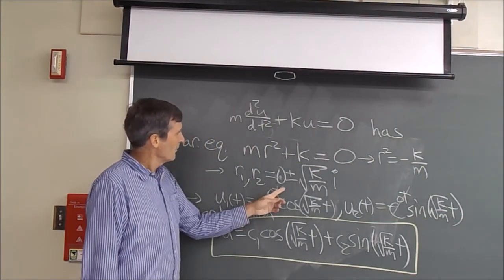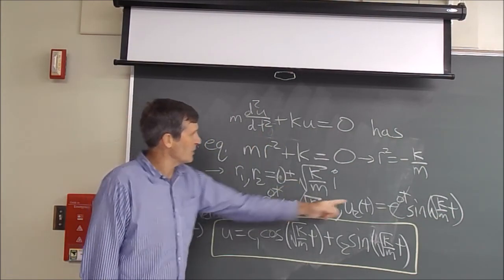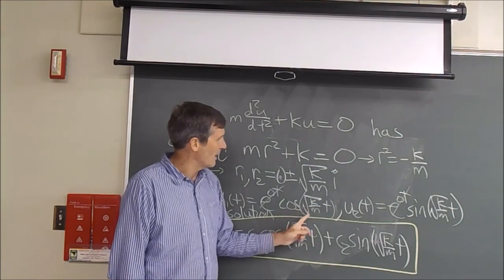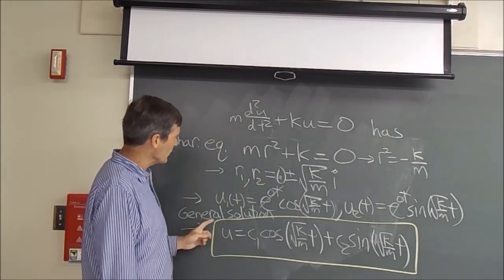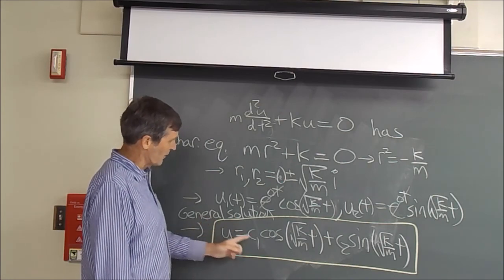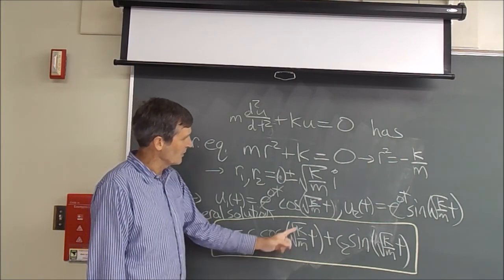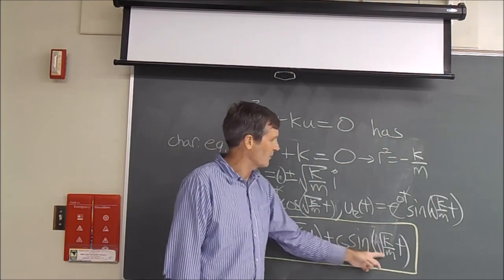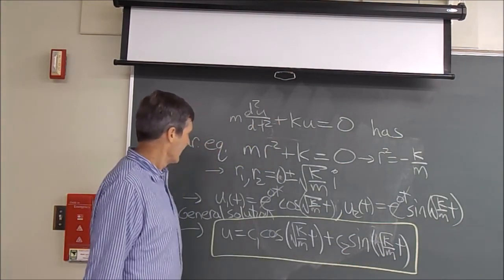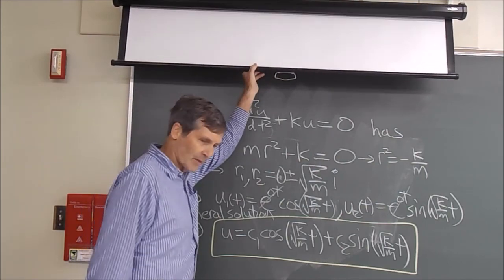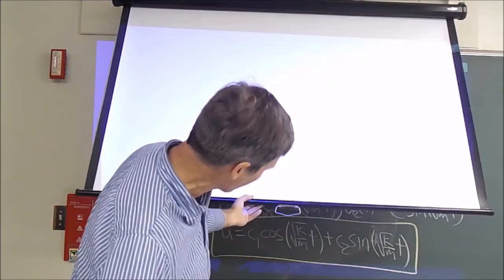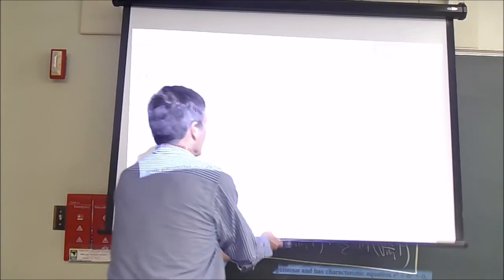And so for a pure imaginary case, the exponential part falls out and you usually get cosine and sine for two independent solutions. The general solution of the mass on the spring is therefore C1 cosine of square root of k over m times t plus C2 sine of square root of k over m times t. That's how the motion of the mass goes, where C1 and C2 are arbitrary constants to be determined by initial conditions.